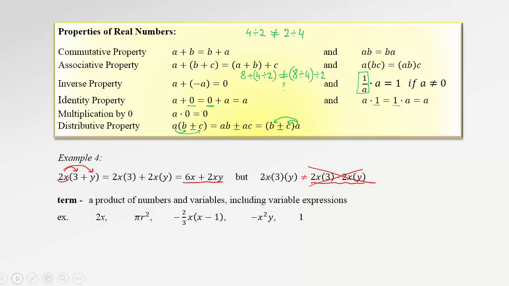And let's review some terminology. A term. What's a term? Quite often we will refer to a term. For example, this is a term, 6x, that's another term, 2xy. A term is a cluster of letters and numbers connected by multiplication. So it's a product of numbers and some variables, but it may include variable expressions.